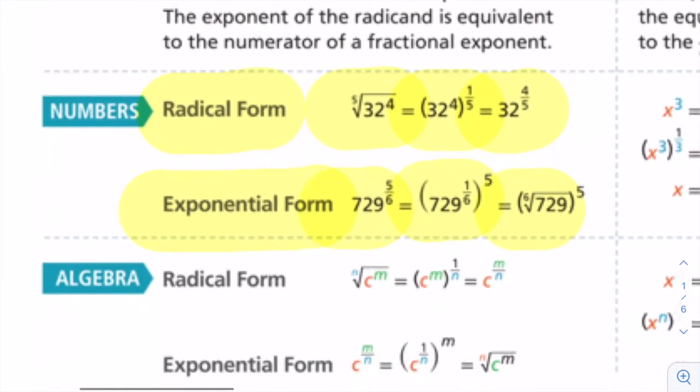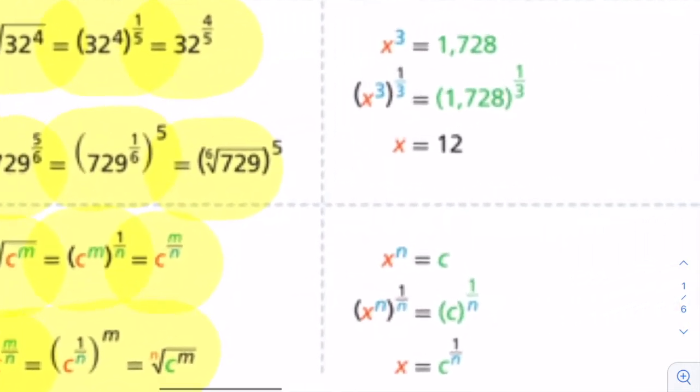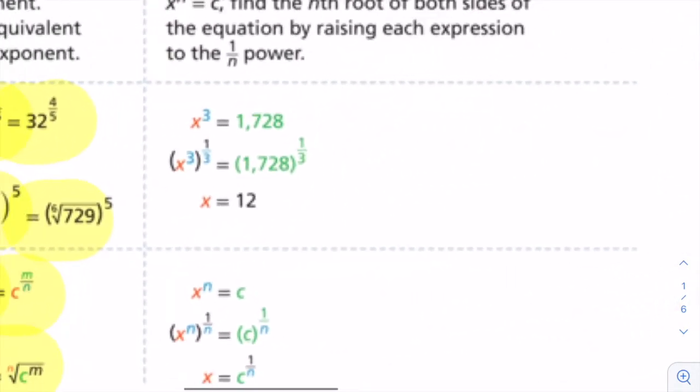So in general, looking at the rule, the nth root of c to the m can be rewritten as c to the m raised to the 1 over n, and we can multiply those powers, so m over n is the exponent. And we could change it back into radical form by separating those exponents and finding the nth root. Okay, we're going to use that idea when we solve equations.